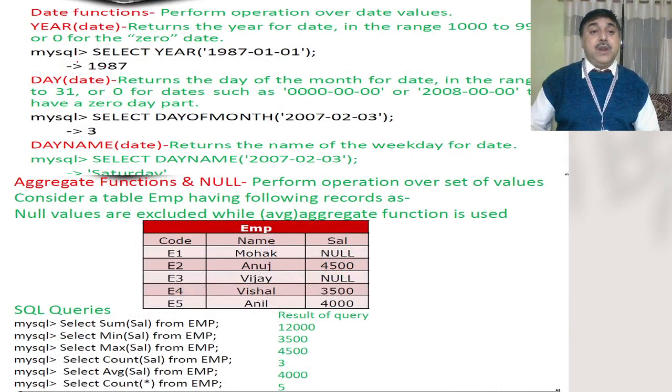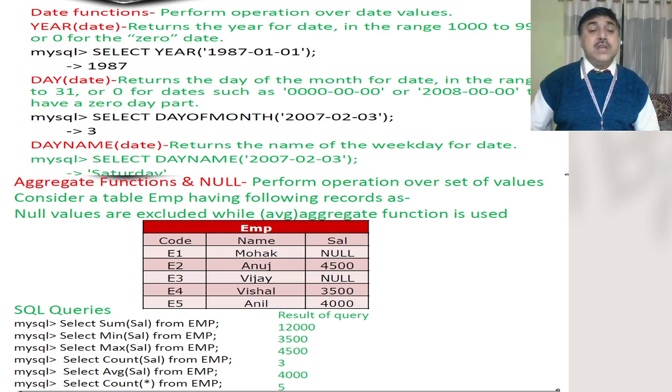See here, different patterns of query. A year query is there. If you use the year, it will show you the year. Suppose a date has been given, the year will be shown. Select a day of the month. The day of the month has been shown. What is it? 3, isn't it? So what is the day name? If you want, you can see the day name from there.